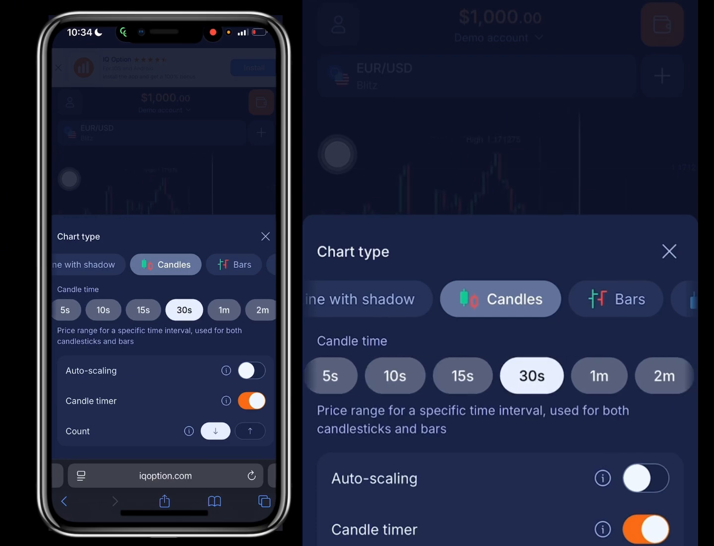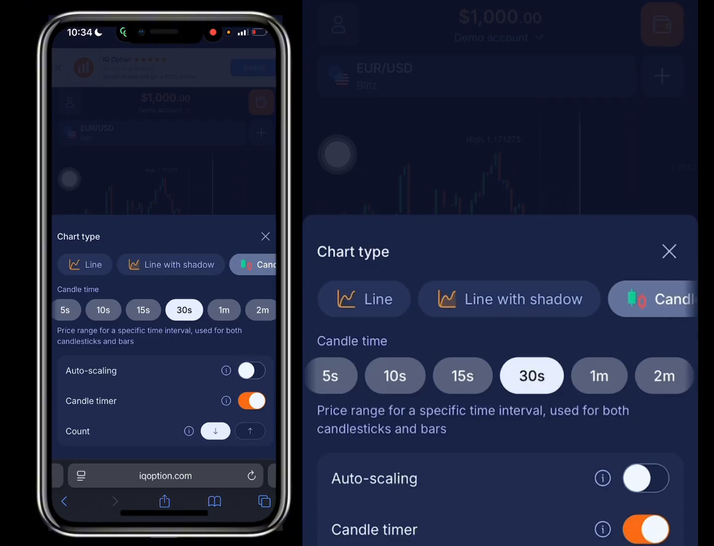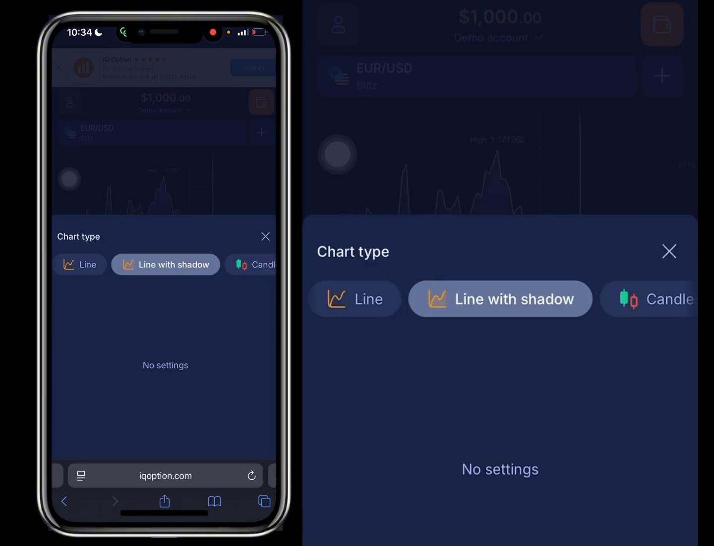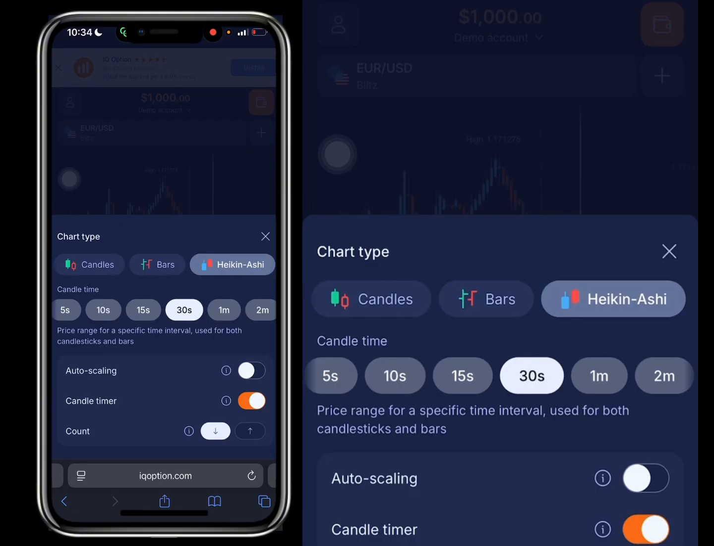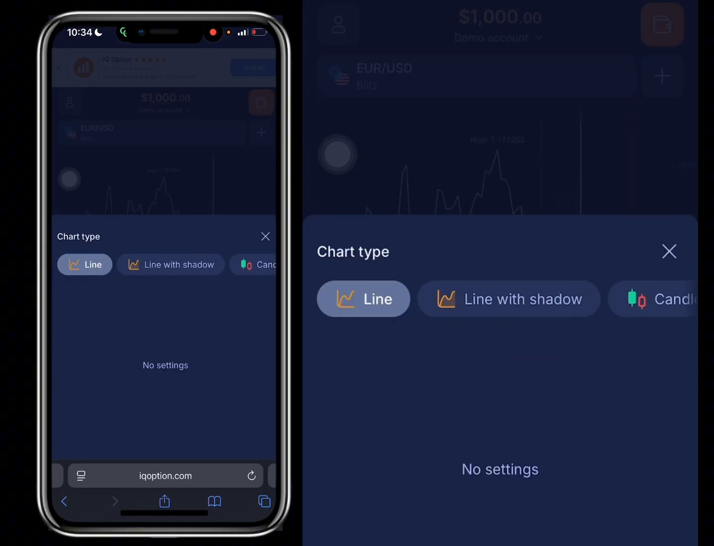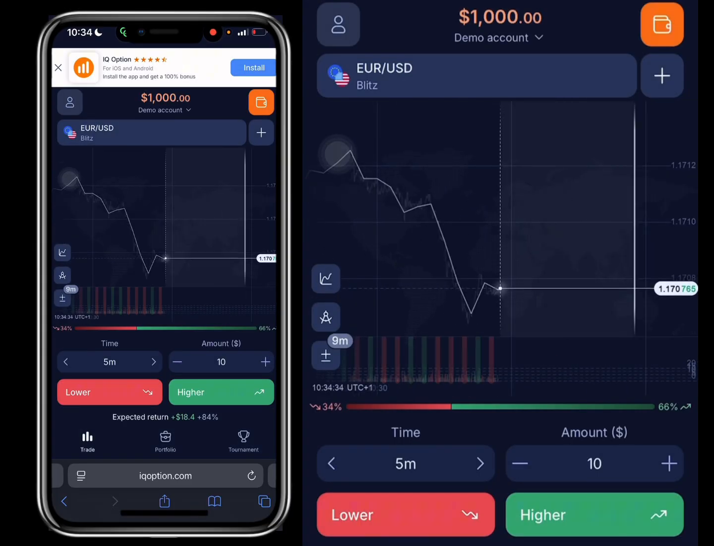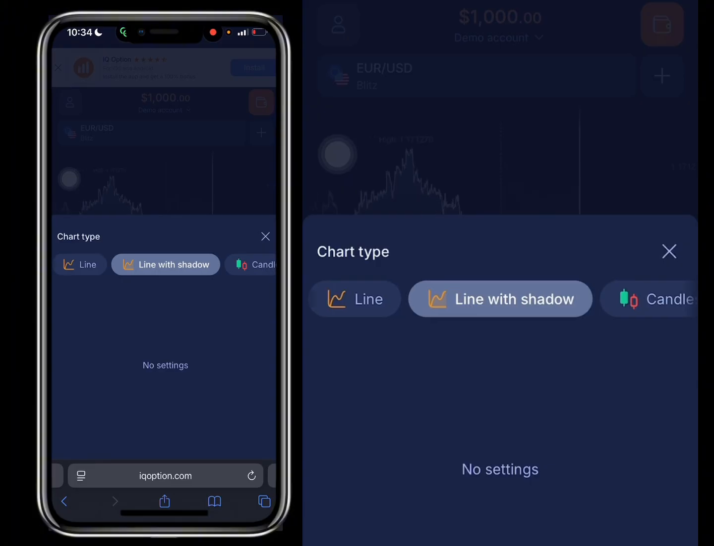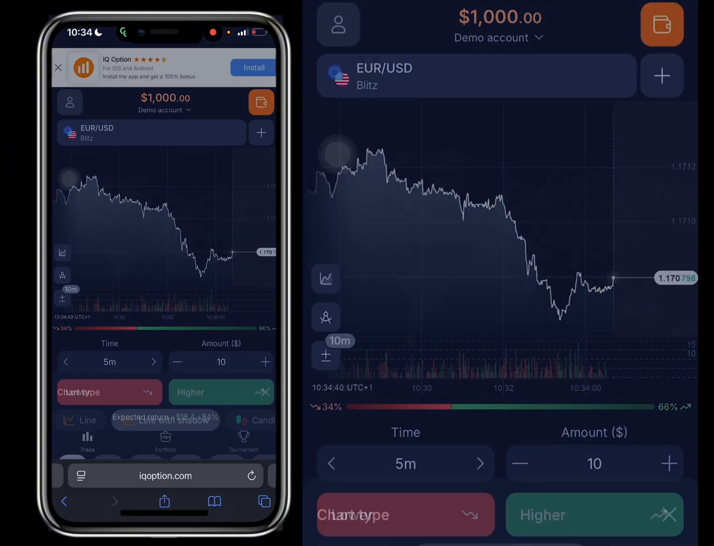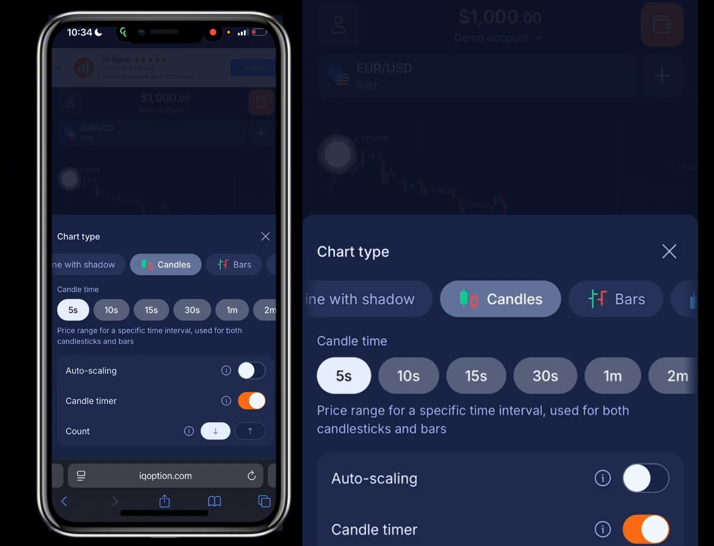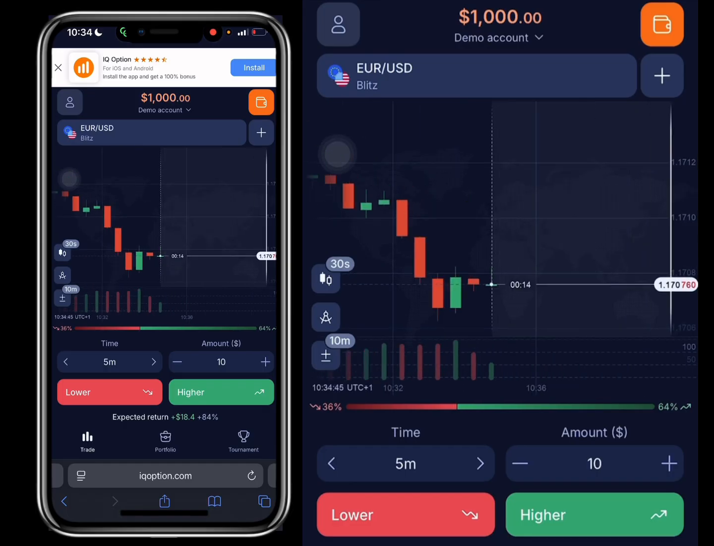So let's put on 30 seconds. And by the way, there are lines here, shadows. In case yours is showing any of this, you should know how to change them. So lines, for example, you will see the chart looking like this, a line. If we go back there, line with shadow, you will see the chart looking like this. So if yours is looking like this, don't be confused. You can change it at any time. Okay, so we are back to candlestick.